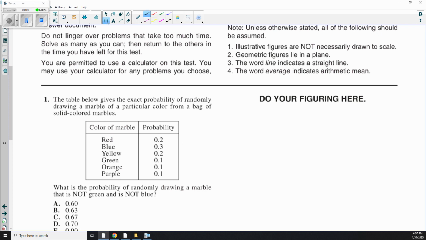Right, away we go. And this is test E25. What is the probability of not green and not blue?